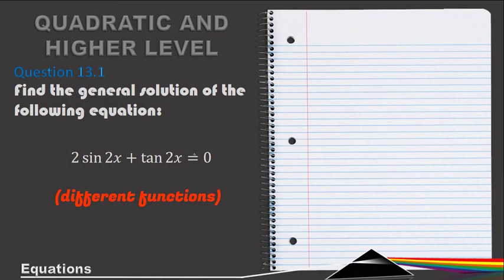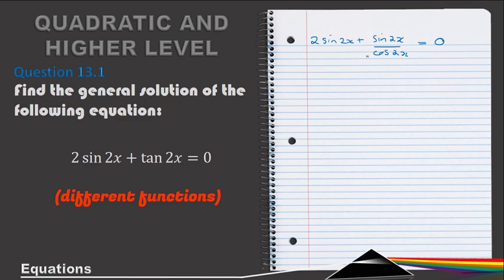So once again, here we have question 13.1, and this is also one that has different functions. So what can we do here? What we can do is change this tan into sine 2x over cos 2x. So let's do that. We've got 2 sine 2x plus sine 2x over cos 2x equal to 0.